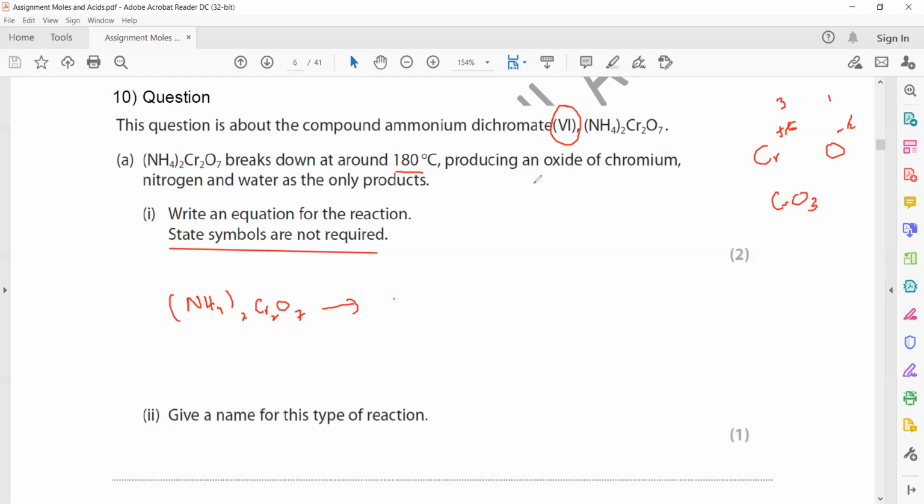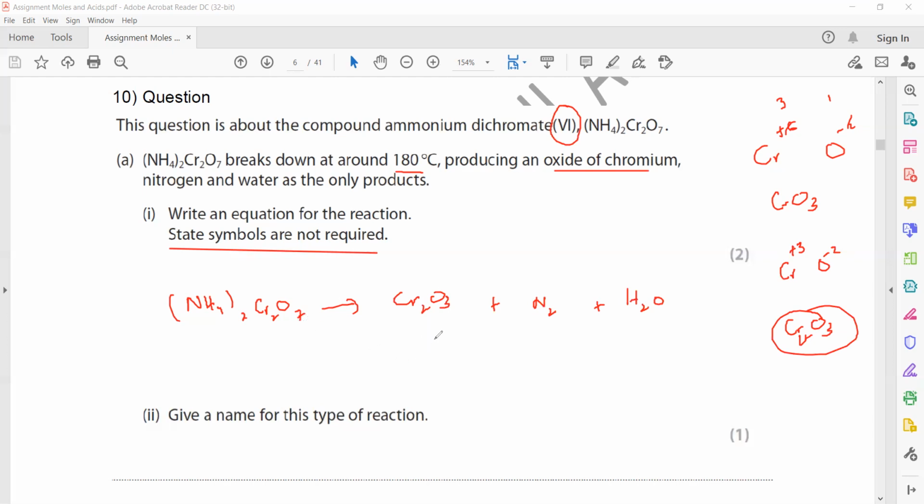And in the question, it says producing an oxide of chromium, so they did not specify, because the possibilities are there. It might produce a chromium 6 oxide or it might produce chromium 3 oxide. In dichromate it is oxidation number 6, but normally when a chromium oxide is formed, chromium is plus 3 and oxygen is minus 2. So it will form Cr2O3. These are the common oxides of chromium. So it produces a chromium oxide, that's why we are taking Cr2O3 plus nitrogen N2, and water is the only products, H2O. Then we have to balance.